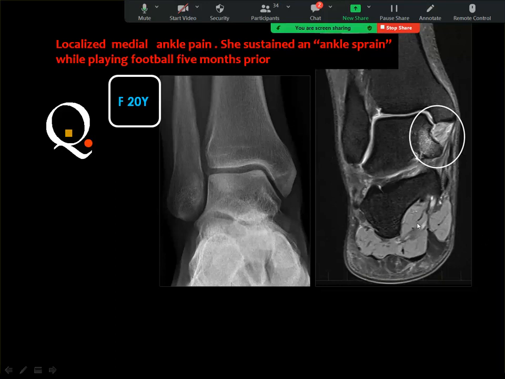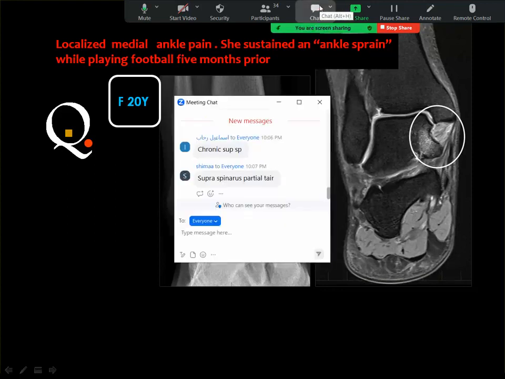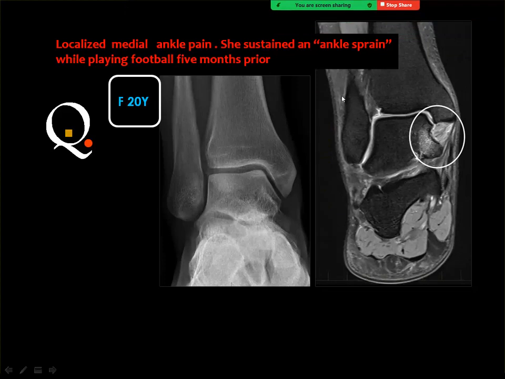X-ray and the coronal STIR of the ankle joint of a female patient, 20 years old, with localized medial ankle pain. She sustained an ankle sprain while playing football 5 months ago.